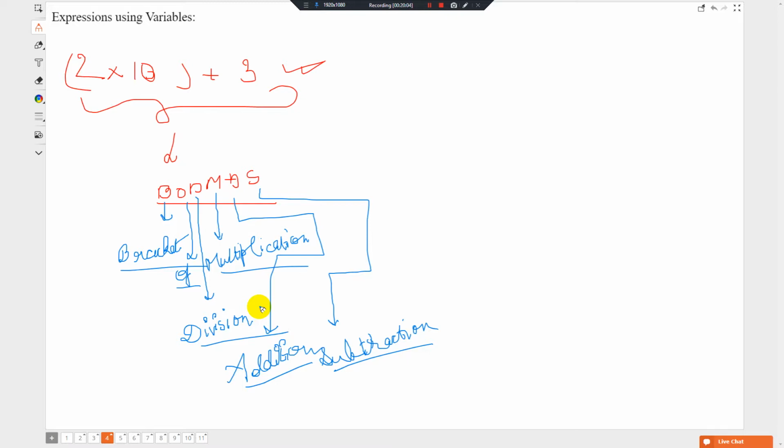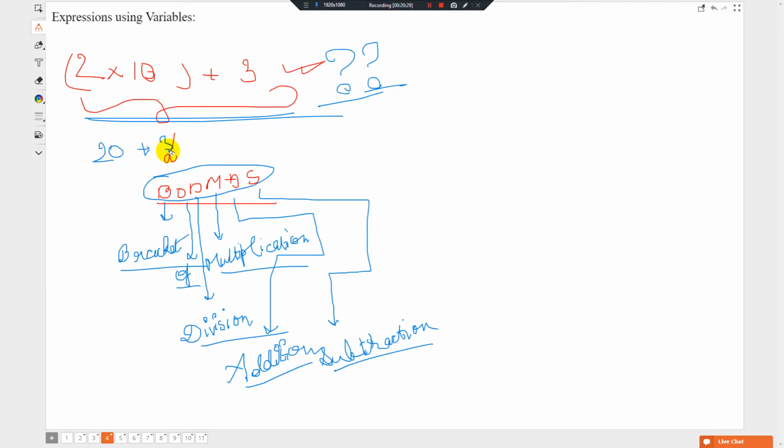So here are 6. But how to solve these expressions? Yes, we can solve. First, if there is a bracket, we solve inside the bracket first. If we take the example 2 into 10, which gives 20, and plus 3, now which is here addition, so just do addition, which gives 23.